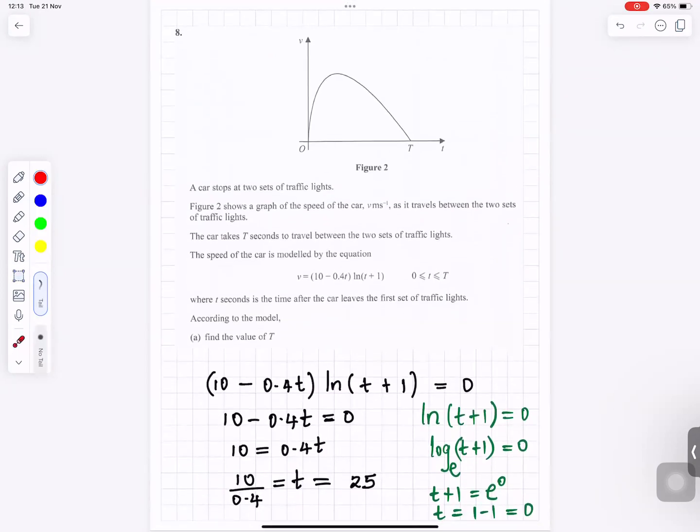we have ln(t plus 1) equals 0. You can write it as log to the base e of (t plus 1) equals 0. So e to the power 0 is equal to t plus 1. e to the power 0 is 1. So it becomes 1 minus 1 is 0. So t is equal to 0. So t equals 25 and t equals 0. Those are the values. So this t would be 25.